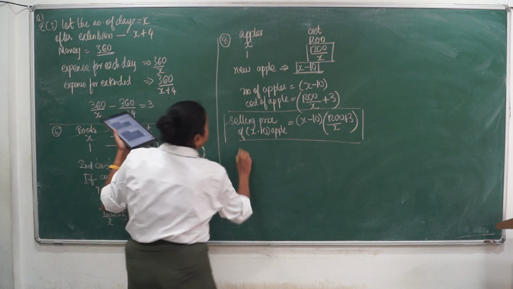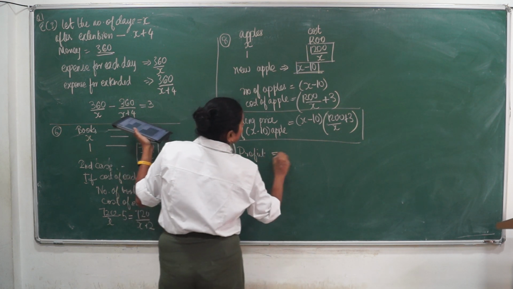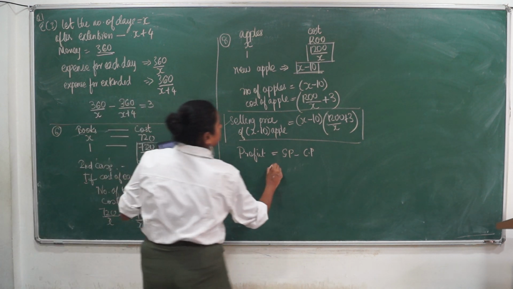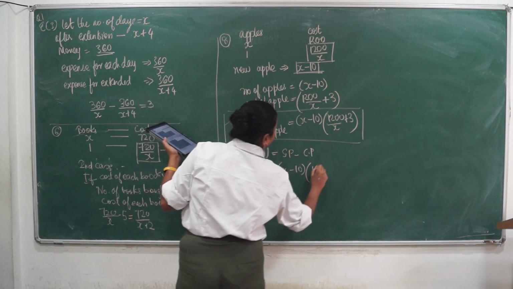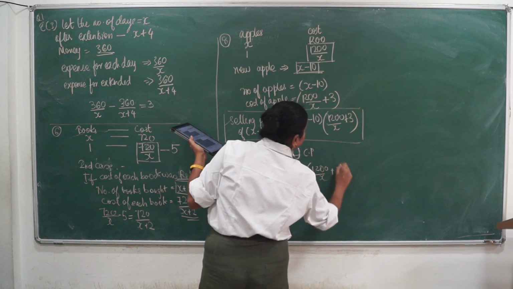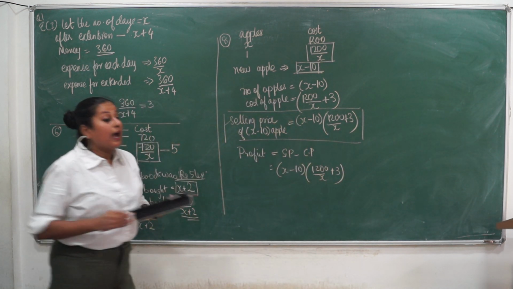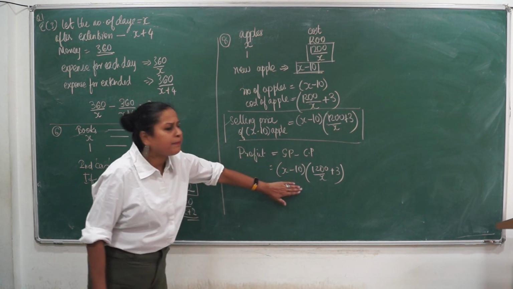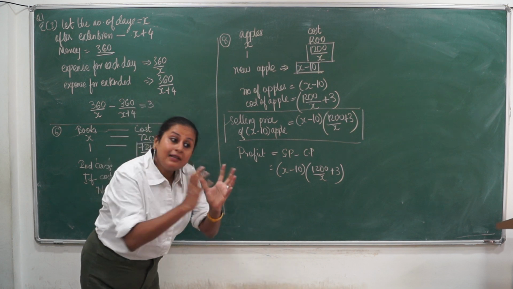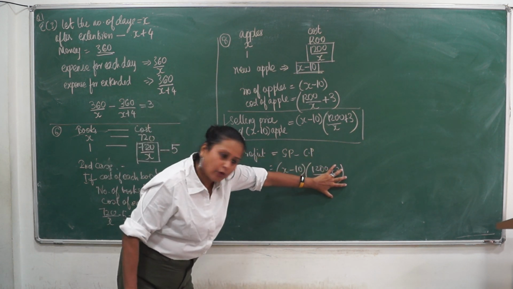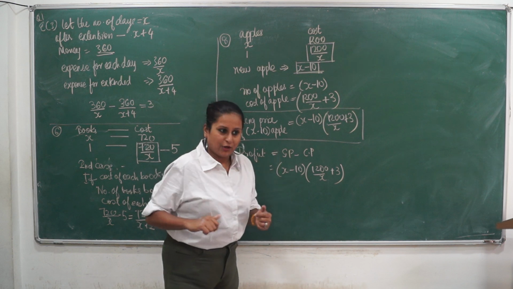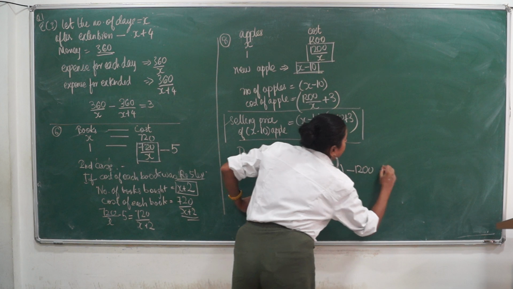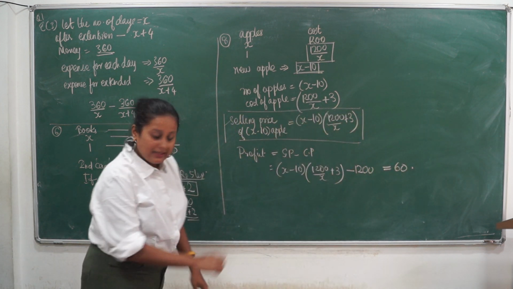So what does this mean? Profit क्या होता है बेटा? Selling price minus cost price होता है कि नहीं? हाँ. Selling price क्या है उसका? X minus 10 into 1200 upon x plus 3. Any problem in understanding this? And what was the cost price for him? 1200 upon x. No, for each apple थोड़ी ना है. Okay. Total क्या था उसका? Number of apples into the cost. How much did he buy it for? 1200. He bought x apples for rupees 1200, so selling price minus 1200 is the profit that he has earned or not? Yes.